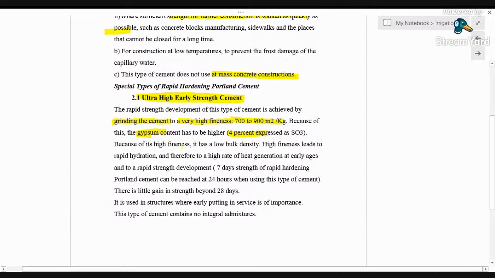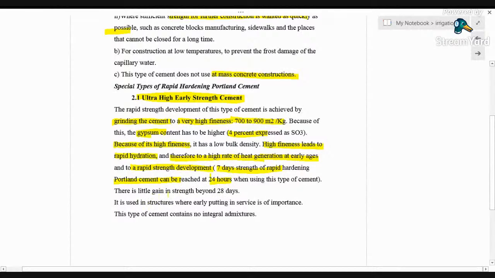Why are we adding gypsum? I told you, because of the high fineness, and high fineness leads to rapid hydration. Therefore, a high rate of heat of generation will be there at early ages, and rapid strength development will be obtained. It means the 7 days strength of rapid hardening Portland cement can be achieved at 24 hours. You can imagine, within 24 hours we can get that amount of strength.